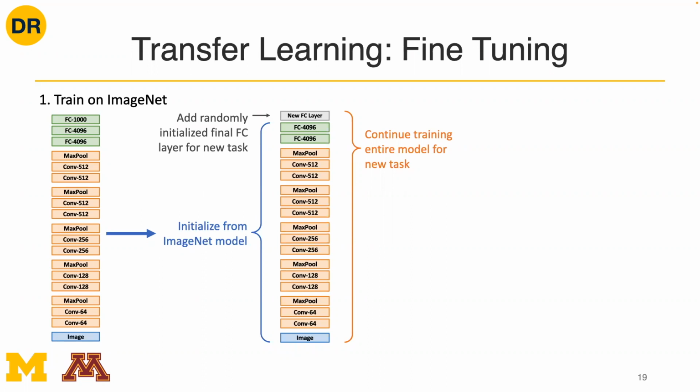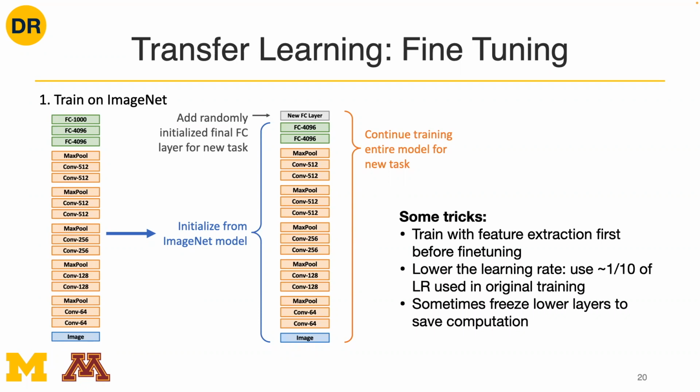Some of the notable tricks here are that you train with the feature extraction first before you fine tune the entire backbone. For instance, you start training your fully connected layer before you start to do the backpropagation to the entire model. The other trick is you want to lower your learning rate from what was used in your original training, because you don't want your weights to change by a large amount for the backbone.